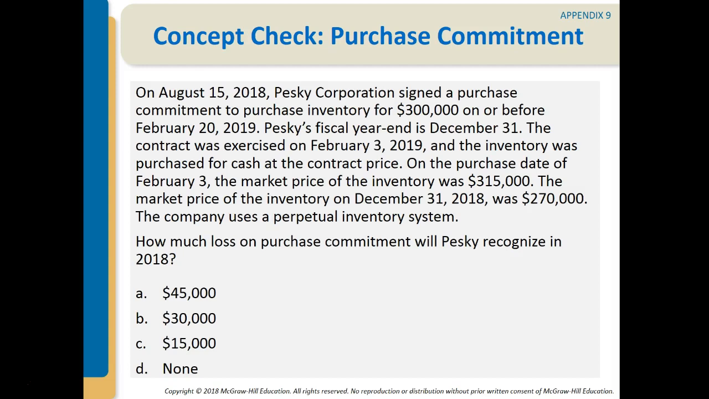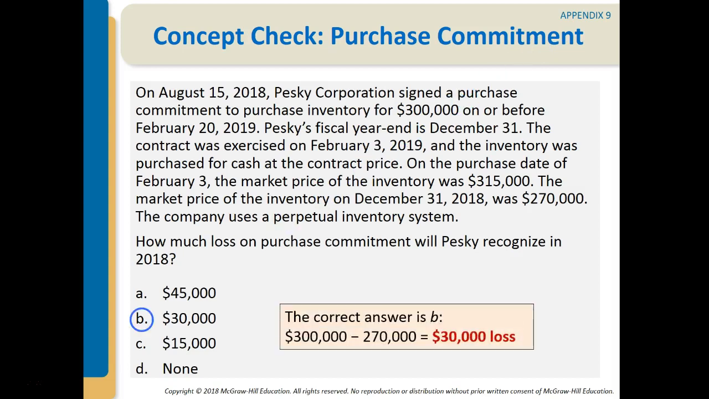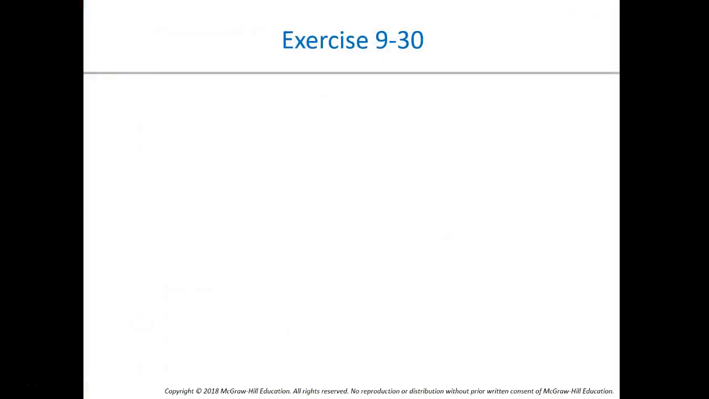$45,000, $30,000, $15,000, or none? So the correct answer would be the $30,000 loss. We would take the $300,000 commitment minus the $270,000 market price of the inventory on December 31st, 2018.